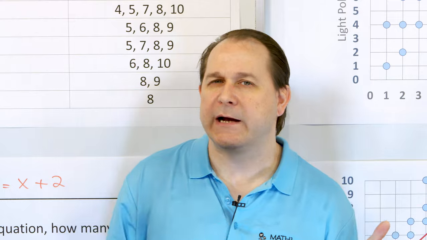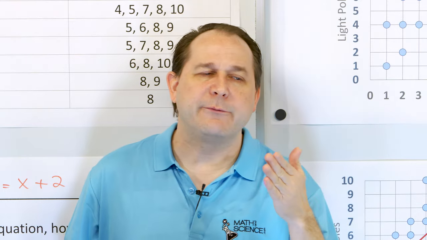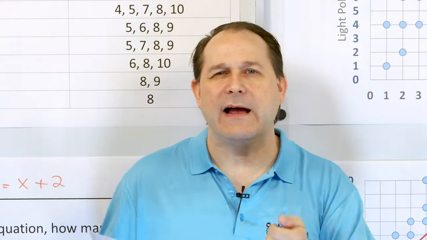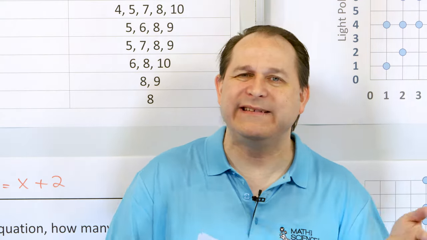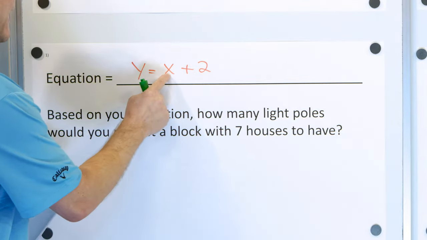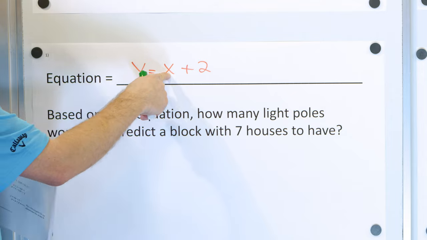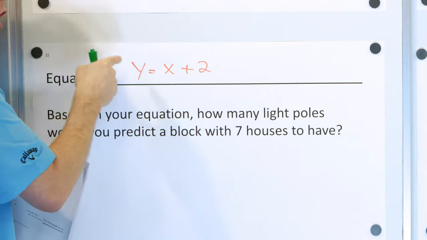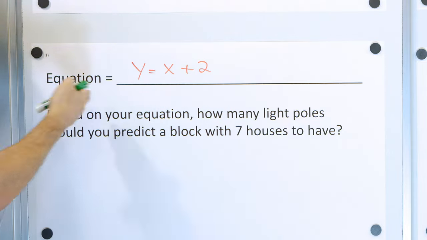Okay, anybody can find a line of best fit, but why are we doing it? Because we want to make a prediction. We want to say, on average, how many lights do we need for a block with 7 houses? Now we have a line that tells us, if we know how many houses X are on a block, tell me how many light poles I need. And this equation comes from the line that passes through the bulk of our data.